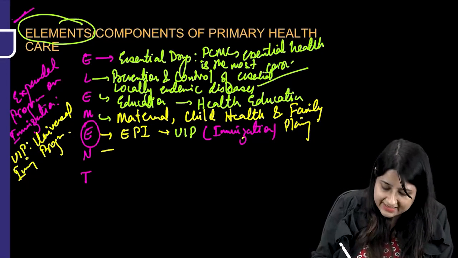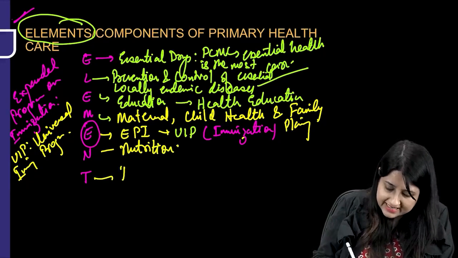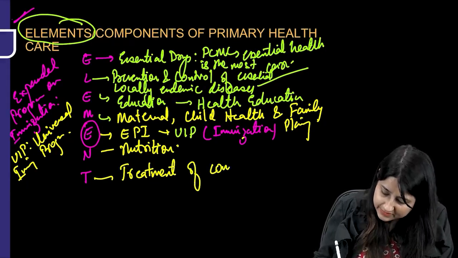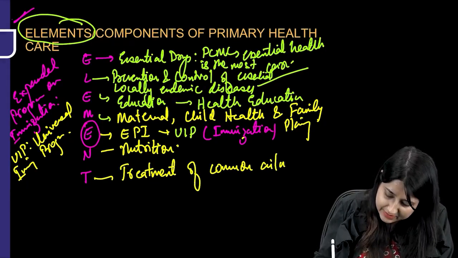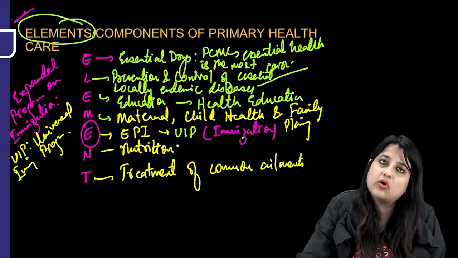Immunization. Okay, N is what? Of course, nutritional health. Okay, nutrition. And T is treatment of common ailments. Okay, treatment of common ailments. That means treatment of diarrhea, fever should be available in all the health centers.